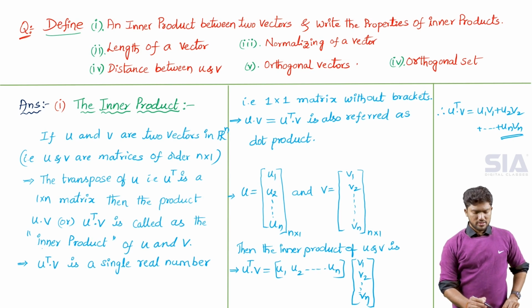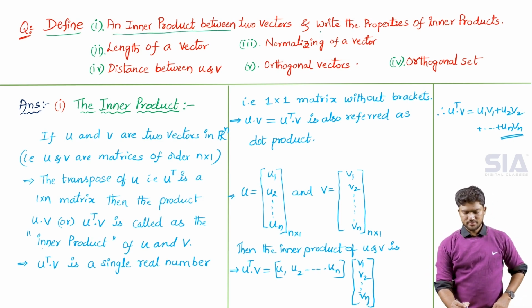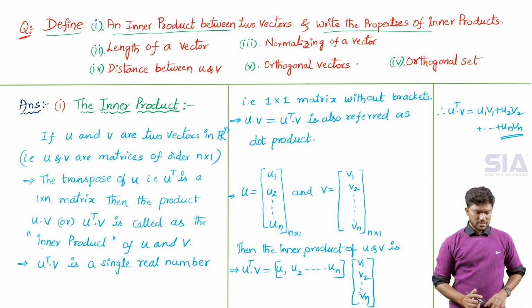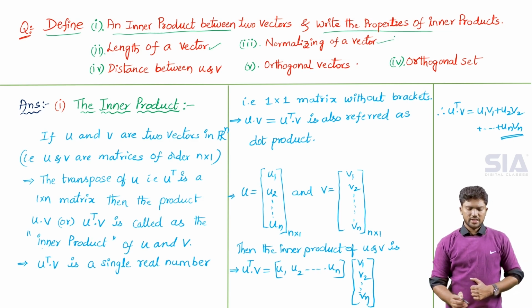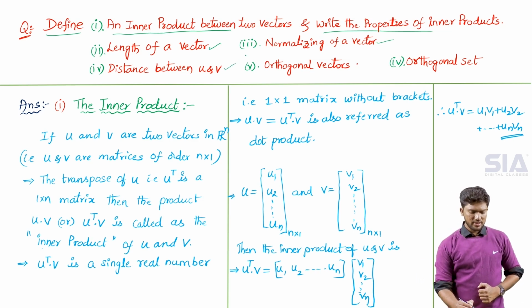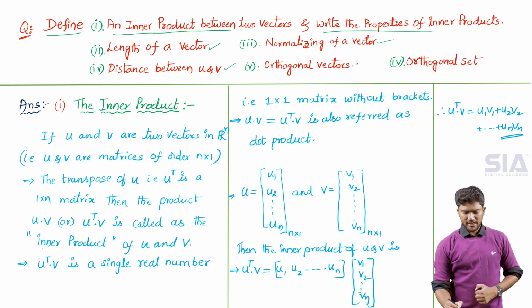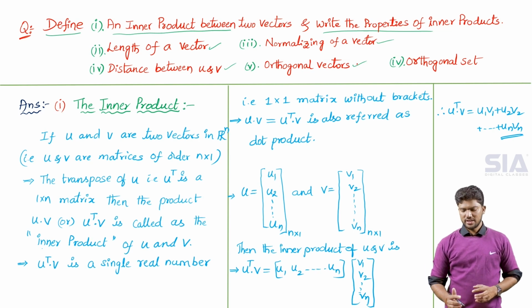The first question: define an inner product between two vectors, and write the properties of inner product. Next, define the length of a vector. The third question is define normalizing of a vector. The fourth question is define the distance between two vectors u and v. The fifth question is define orthogonal vectors, and the last question is define an orthogonal set.